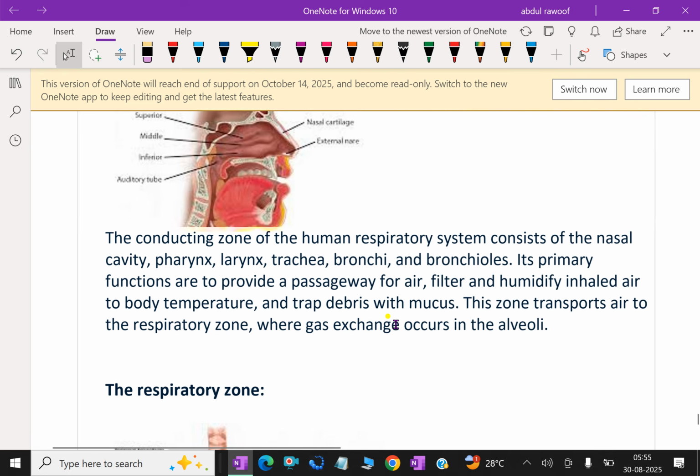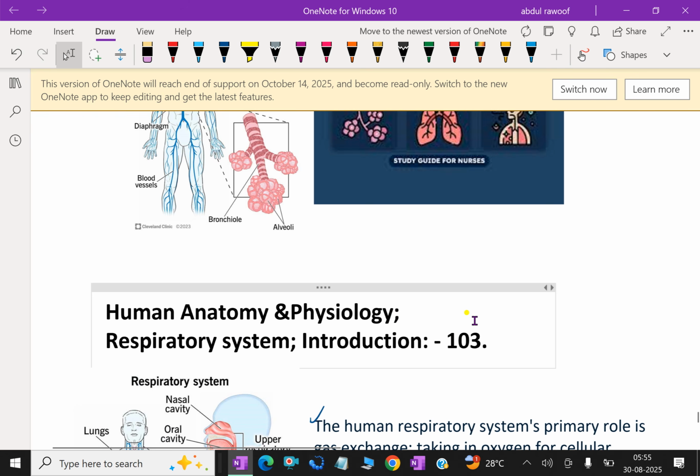So far we discussed a little about the introduction of the respiratory system.